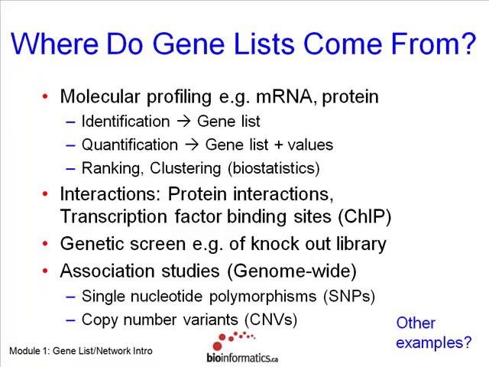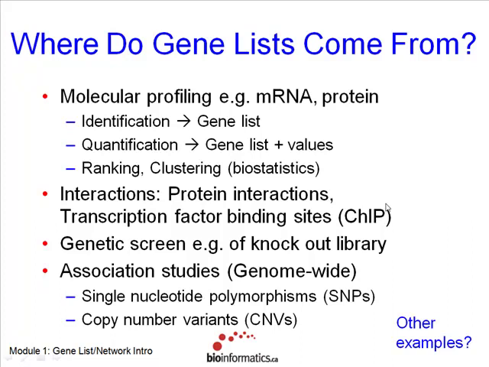Just as a quick summary of different types of gene lists, I think many people here are using gene expression data, that's the example that I used. But gene lists come from a number of different sources. People might identify genes without quantifying their expression level using proteomics. You may even have protein quantitation using proteomics, and ranking and clustering using biostatistics is the typical first step for dealing with that information, as I mentioned.